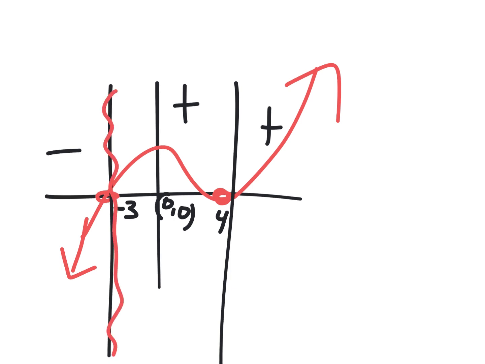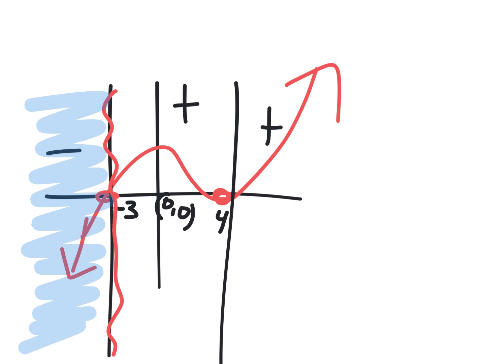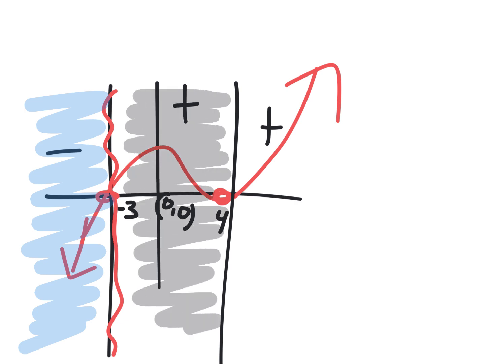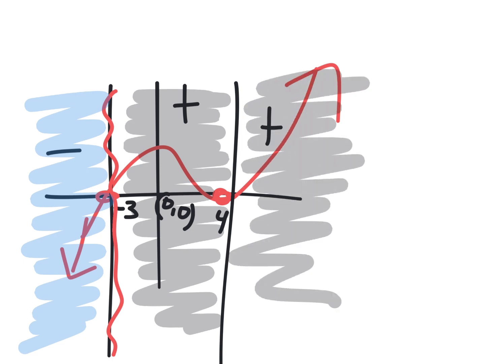I'll call this the blue zone. That's the only place it was negative. In this zone, it was positive. So between negative 3 and 4, it was positive. And in this zone, it was positive. Between 4 and infinity, it was positive. And that's called a sign chart.